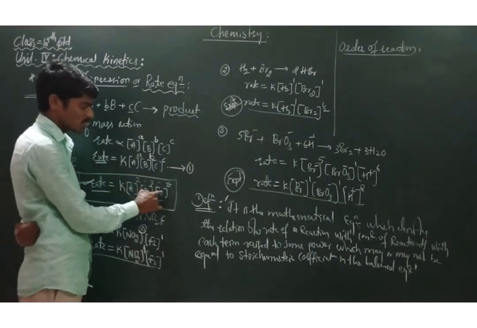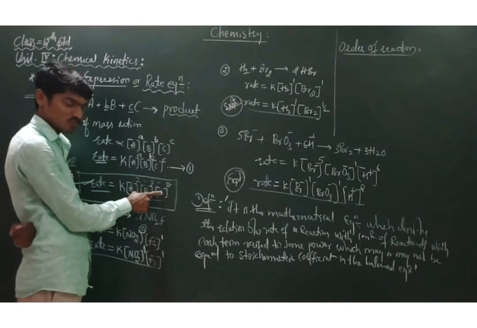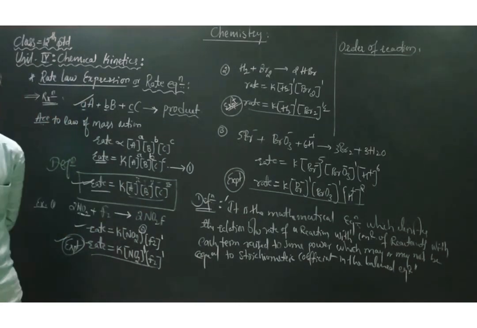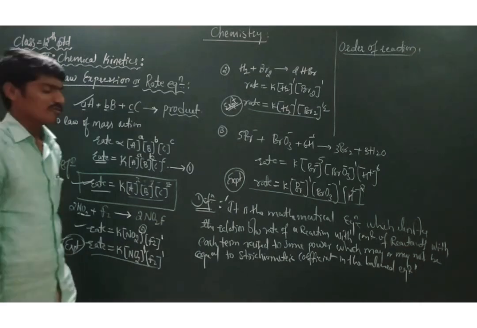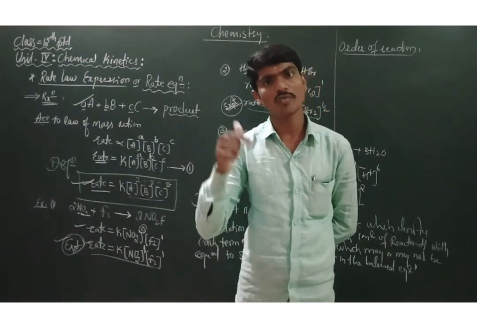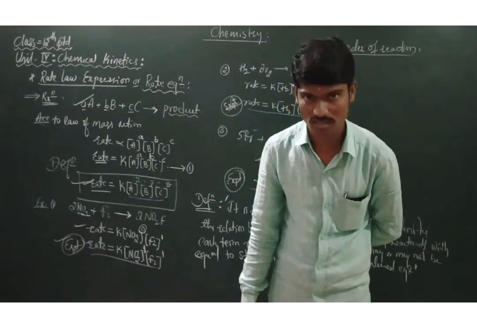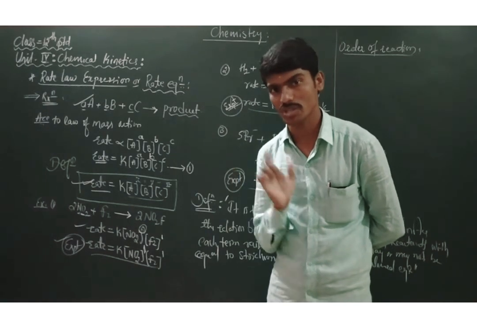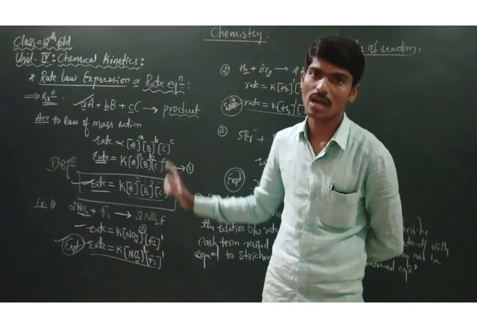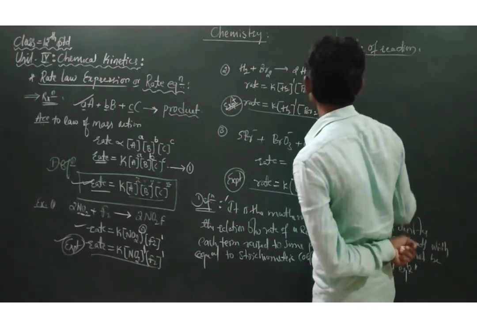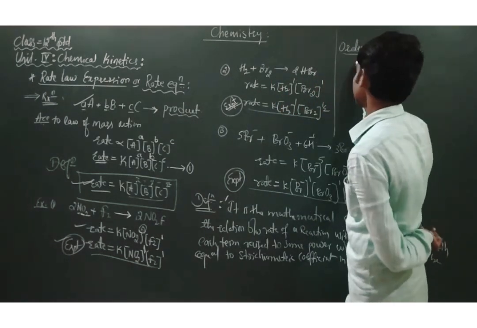of concentration of reactants in a balanced chemical equation, in an experimentally determined rate equation. Order of reaction can be defined as the sum of powers to which concentration terms are raised in an experimentally determined rate equation, or simply in a rate law expression, is known as order of reaction. तो इसका definition क्या है?